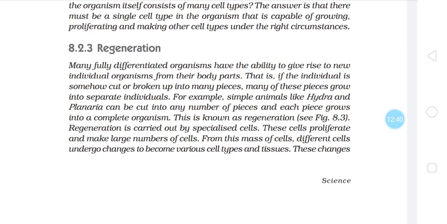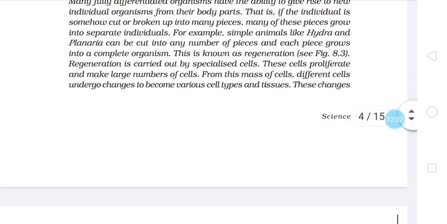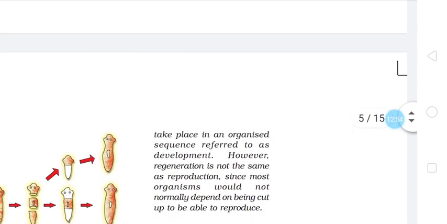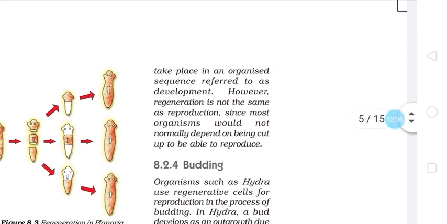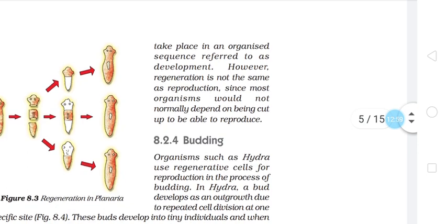Regeneration is carried out by specialized cells. These cells proliferate and make a large number of cells from this mass of cells. Different cells undergo changes to become various cell types and tissues. These changes take place in an organized sequence referred to as development.